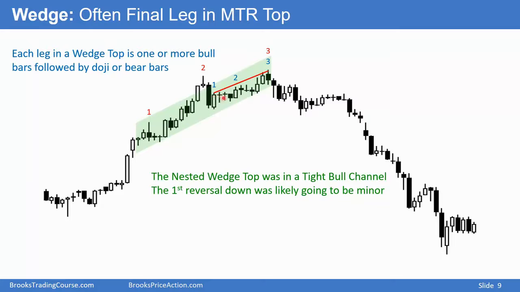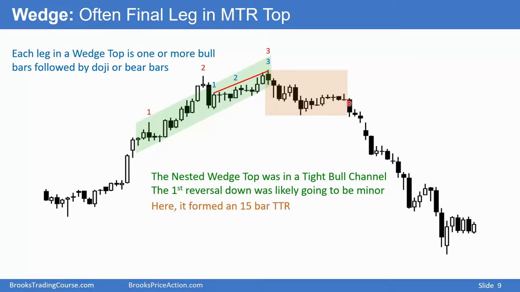Whenever you see a bull bar and then a bear bar or a doji bar, that is a first leg. Another bull bar and then a bear bar, that is a second leg. Very tight bull channel here, and the entire channel is tight, and therefore the first reversal down probably is going to be minor, leading either to a bull flag or a trading range.